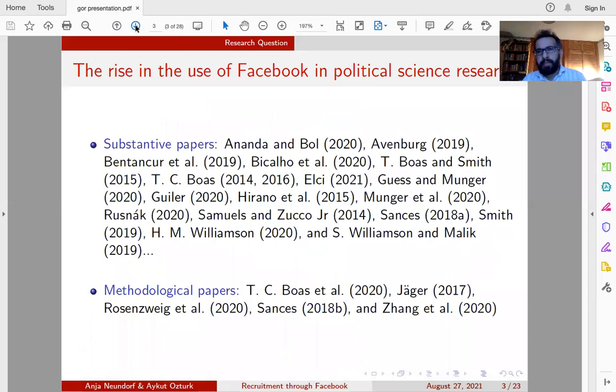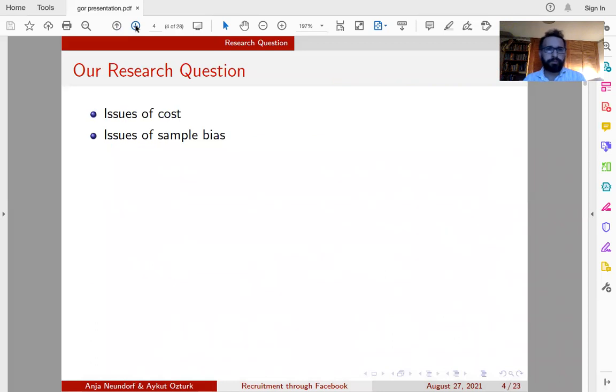And unsurprisingly, increasingly more researchers are taking advantage of Facebook advertisement tools for the purposes of recruiting survey participants. We believe that, on the other hand, there is still need for more methodological research, which will uncover how researchers can best benefit from this source.